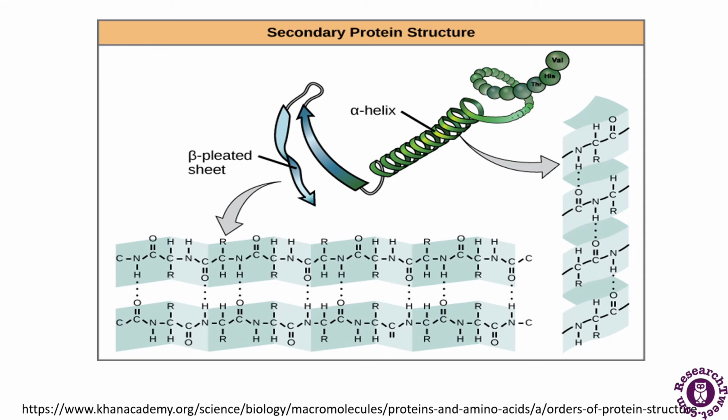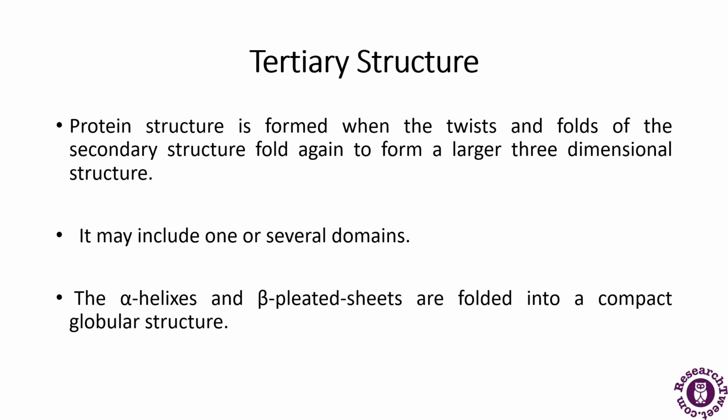So next we will talk about the tertiary structure of the protein. The tertiary structure is a protein structure which is formed when there are twists and folds of the secondary structure again, and they form a larger three-dimensional structure. It may include one or several domains. The alpha helix and beta pleats are folded in a compact globular structure.